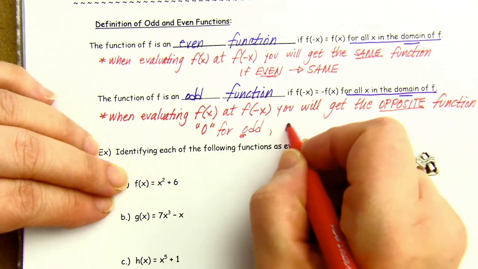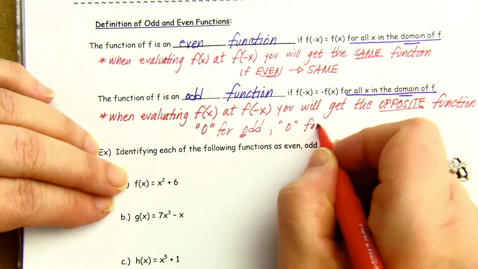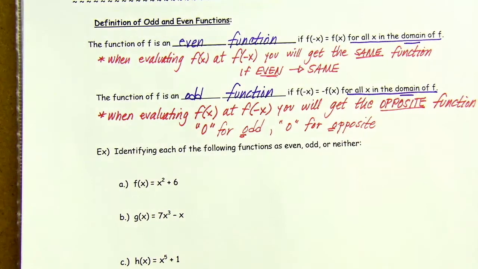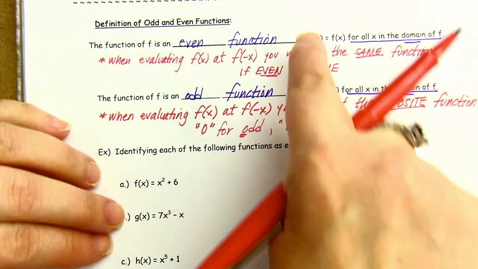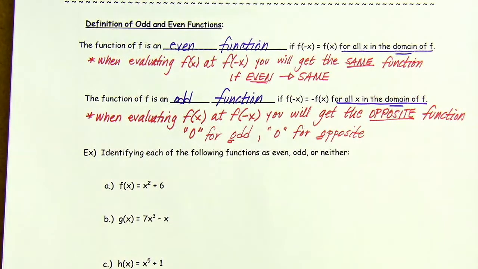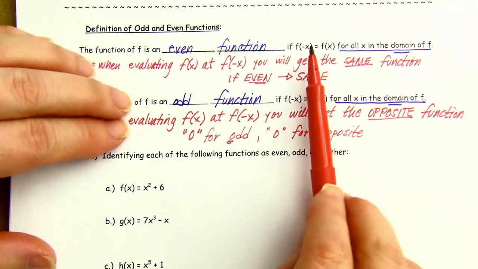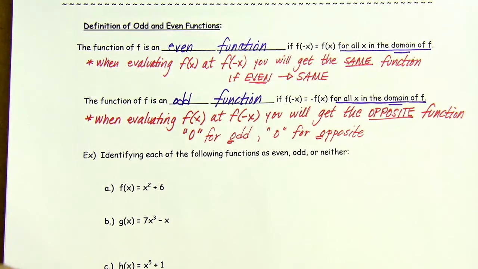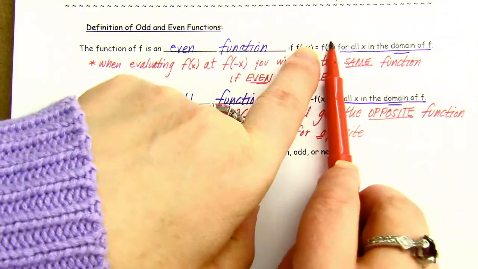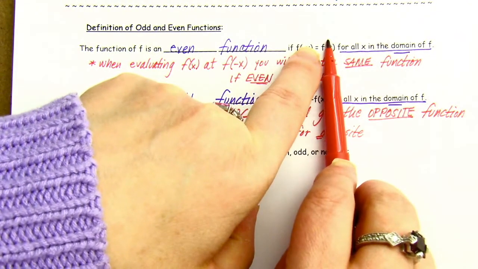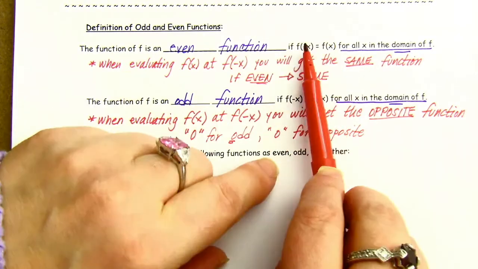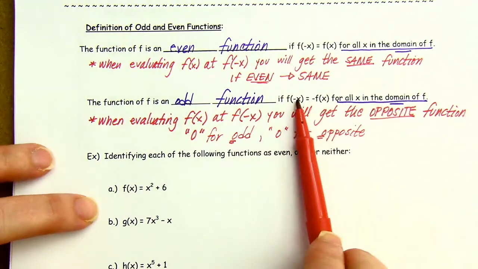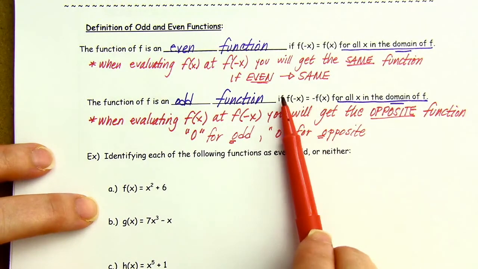Comma, O for opposite. All right, now if I look at this notation, think of this logically. When the x's are opposites, the y's are the same, right? So if I cover up this negative x and this positive x, I see positive f equals positive f. So when the x's are opposite in sign, the y's are the same. But here, when the x's are opposites in sign, the y's are also opposites in sign.